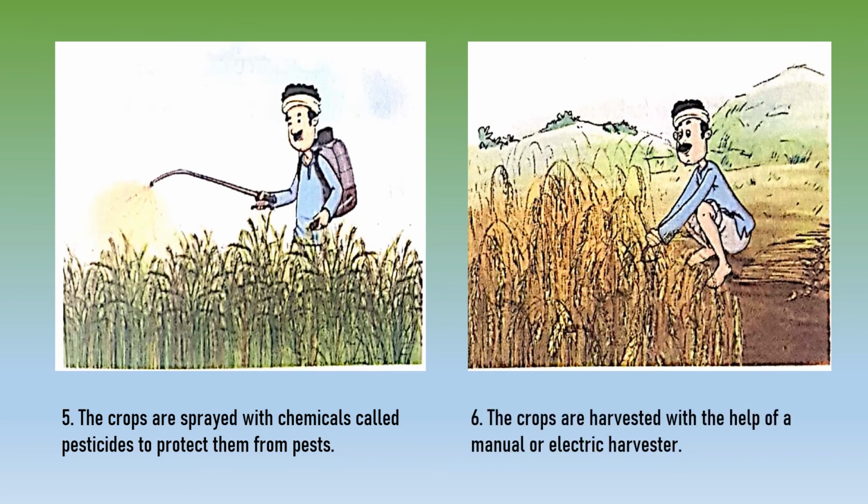In the last stage, the crops are finally harvested. They are ready to be sold in the market. This harvesting is done either with the help of a manual harvester or an electric harvester.